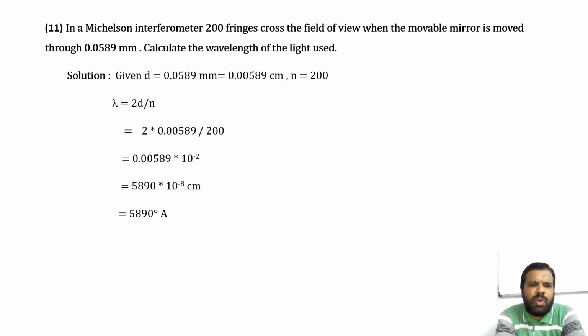Lambda is equal to 2d divided by n, that is equal to 2 into 0.00589 divided by 200, that is equal to 0.00589 into 10 raised to minus 2, or that is equal to 5890 into 10 raised to minus 8 centimeter, or lambda is equal to 5890 angstrom.